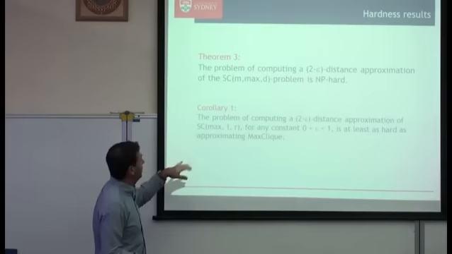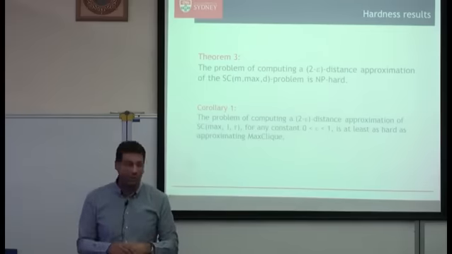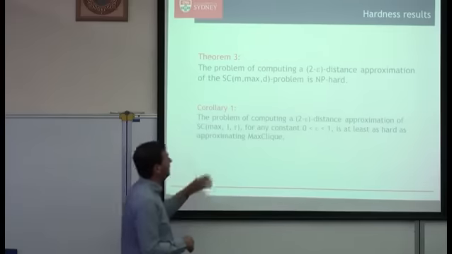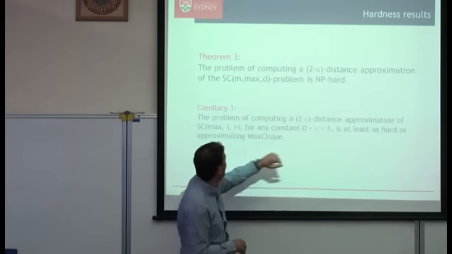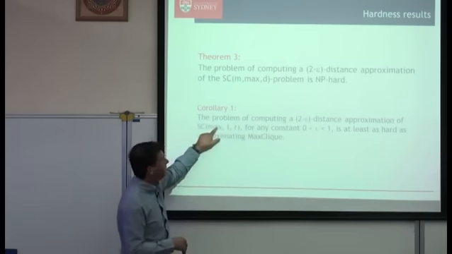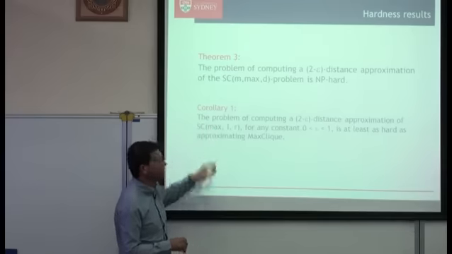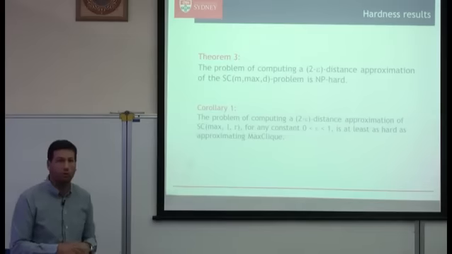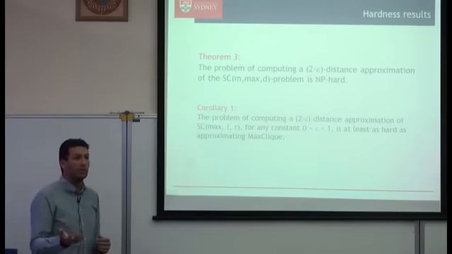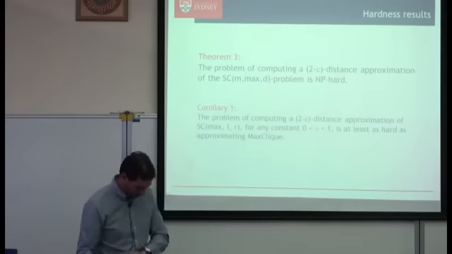Okay, and for the case where you want to maximize the number of members in the cluster, you can even show a slightly harder proof. So the problem of computing a 2 minus epsilon distance approximation where you want to maximize the number of subcurves is at least as hard as approximating max clique. And I'm sure most of you know that approximating max clique is a very, very hard problem. Okay, good.